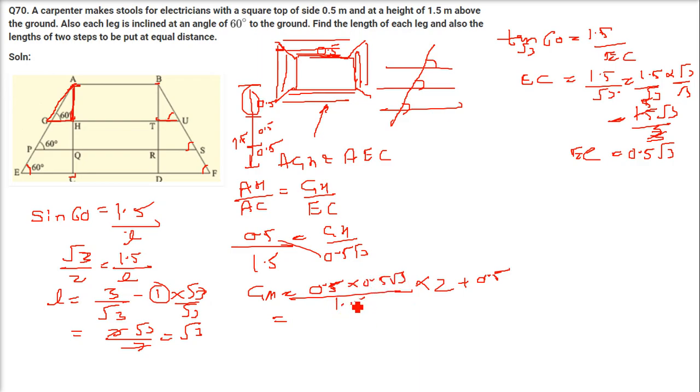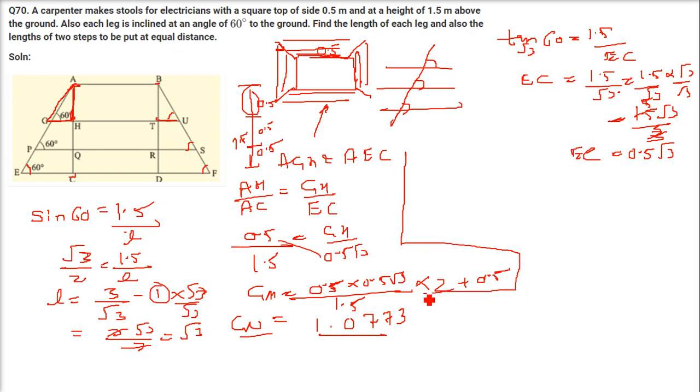Now I'm dividing it by 1.5, and this is going to be 0.2886. And now I have to multiply it by 2 because 2 is also here. This is going to be 0.5773, and now adding 0.5, so plus 0.5. This is going to be 1.077. This is the whole, this one, GU. So GU is this. I hope you got the idea.